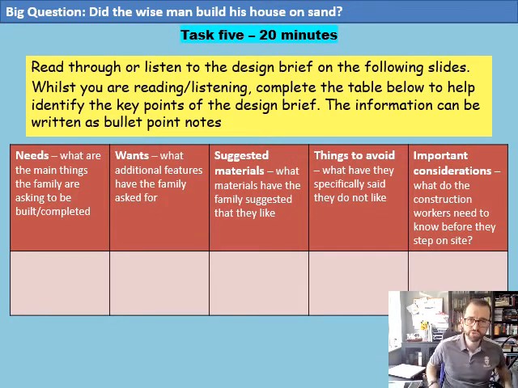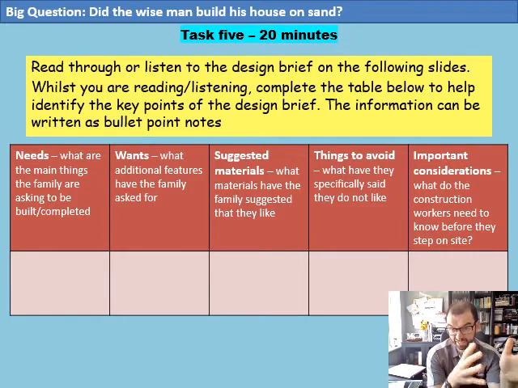So we're going to read through a design brief here. Whilst we're reading through, I'd like you to make a list of the key points from the design brief. It's going to fall into a number of categories. Needs: what are the main things the family are asking to be built? Wants: what additional features have the family asked for?